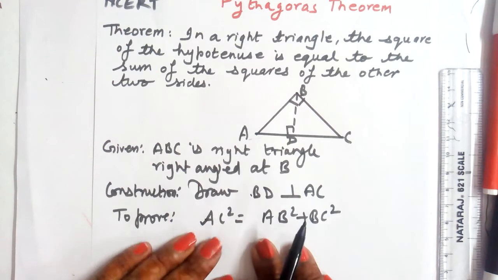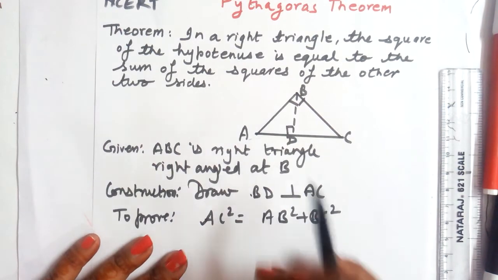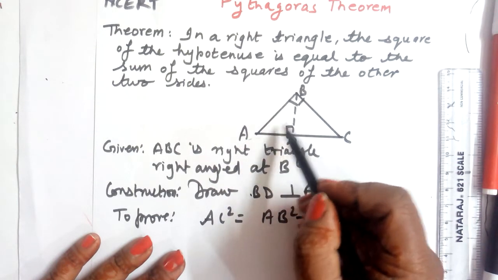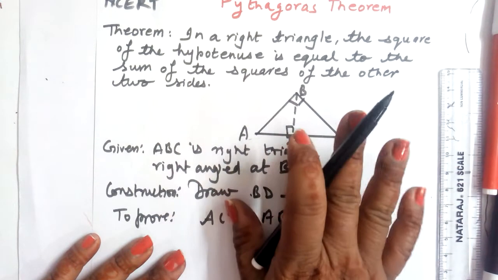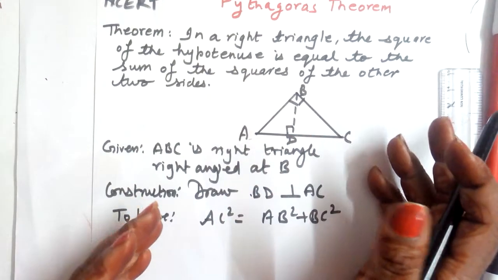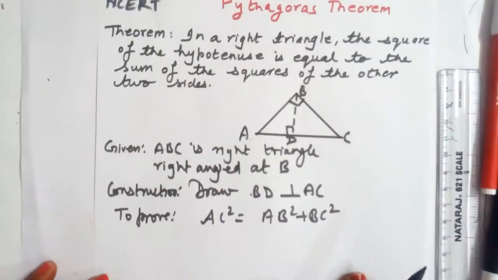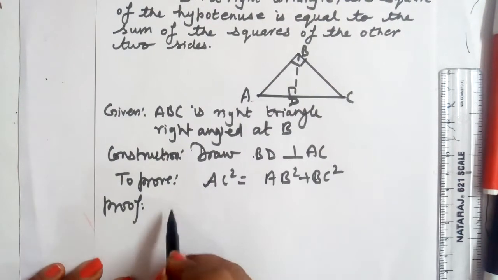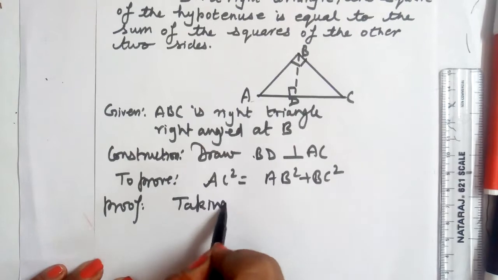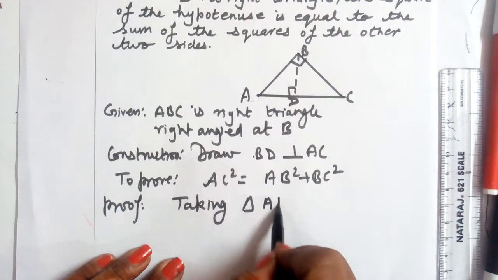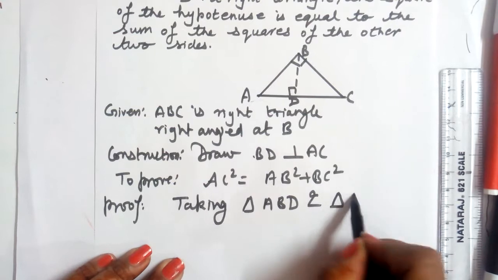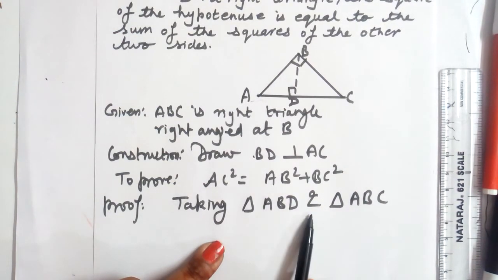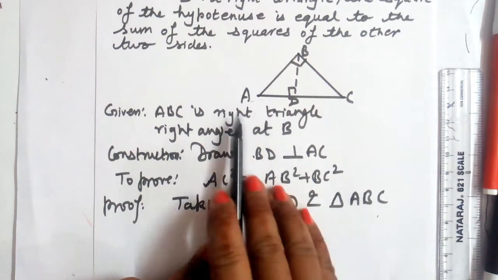So to prove this, first of all, what we are going to do, we will take the smaller triangle, that is ABD, and ABC, and first make them similar. Then after that, we are going to use the result. Okay. Now, taking triangle ABD and triangle ABC. Okay. Now we have two triangles, ABD and triangle ABC.